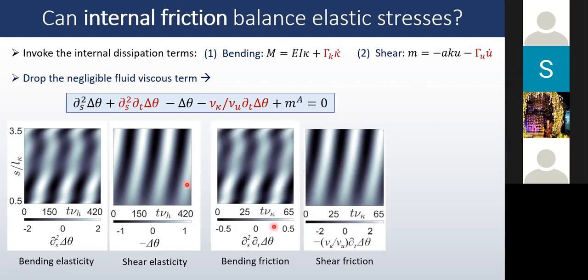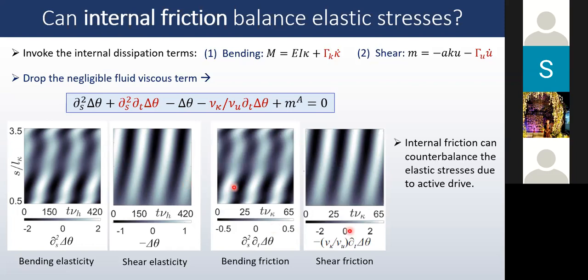So what do we learn from all of this? Is that internal friction can actually counterbalance the elastic stresses due to the active drive. And as a result, instead of the old equation of motion, I propose this equation of motion for active filaments.